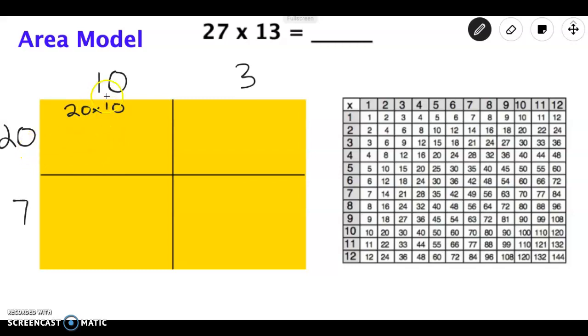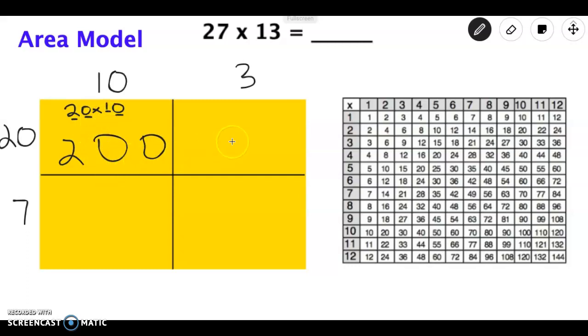So in 20 times 10, I can use my cheat sheet over here, but I notice that the numbers are too big and it's not on here. So here's a little trick for you. I can think of 2 times 1. I know that 2 times 1 is 2. So I'm going to write down a 2. And I'm going to see how many zeros I have. I have 1 and 2 zeros in both of those digits. So 2 zeros. That's going to give me 200. So 20 times 10 is 200.